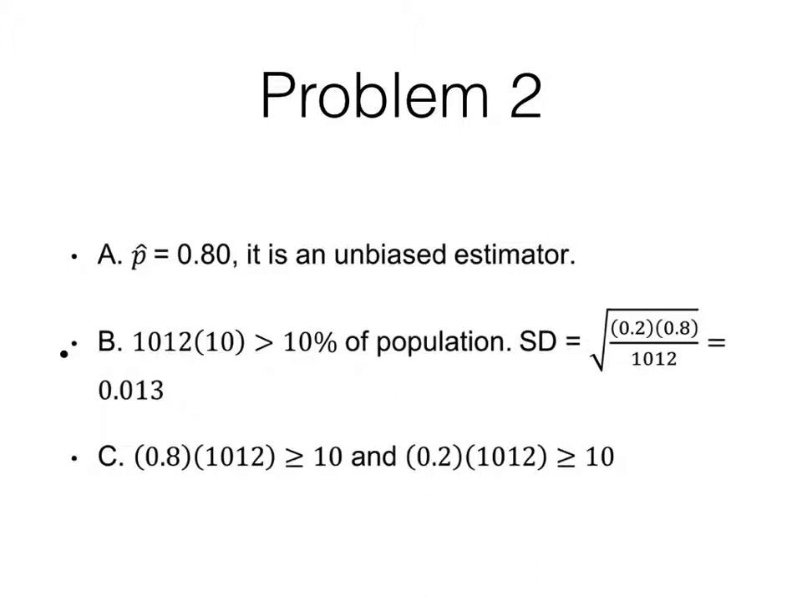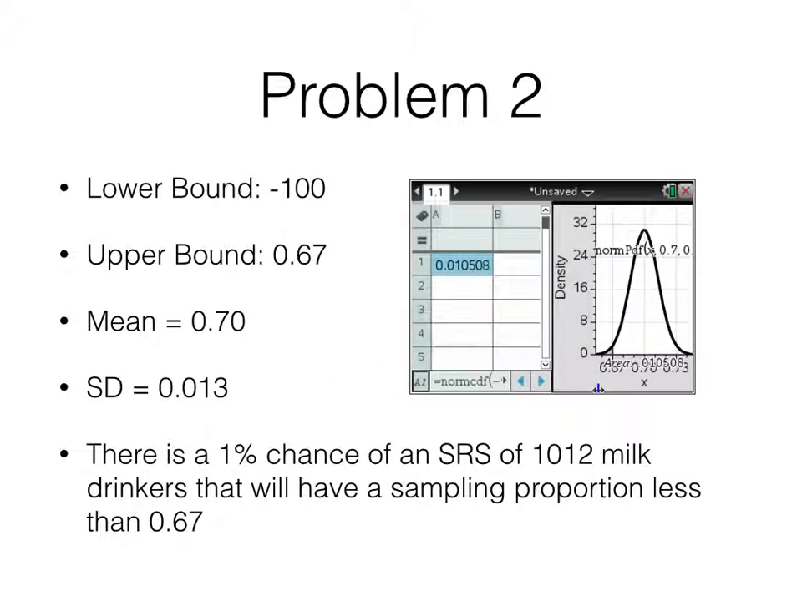1,012 times 10 is greater than 10% of the population of cereal eaters. So that means we can do the standard deviation. Standard deviation is equal to the square root of 0.2 times 0.8, all divided by 1,012, and that is equal to 0.013. Large counts also checks out. Boom.